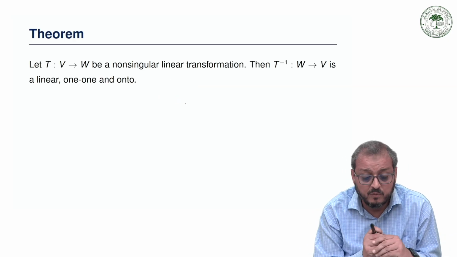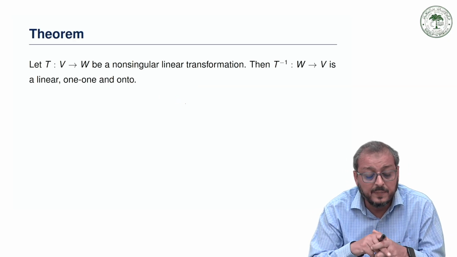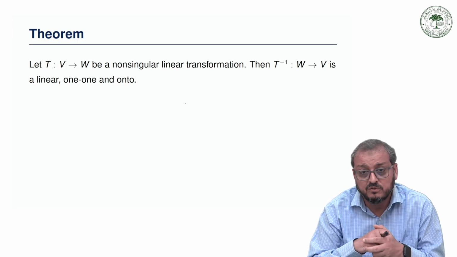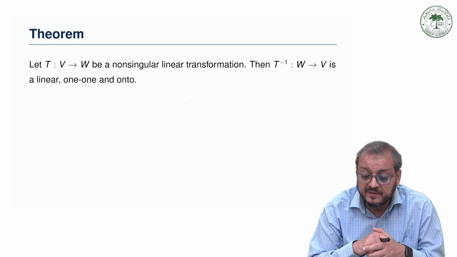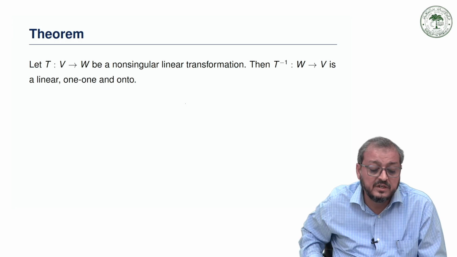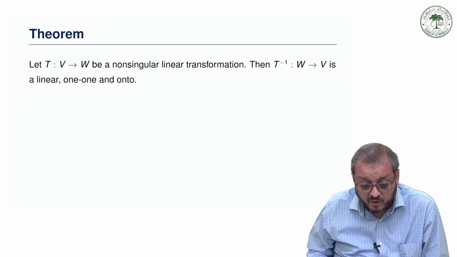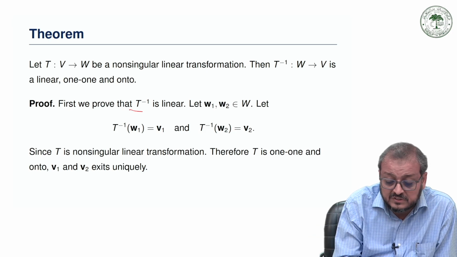Now one more example. By this theorem, let T from V to W be a non-singular linear transformation. Then T inverse from W to V is also a linear transformation and also non-singular, meaning 1-1 and onto. Okay, let's first try to prove that T inverse is linear.